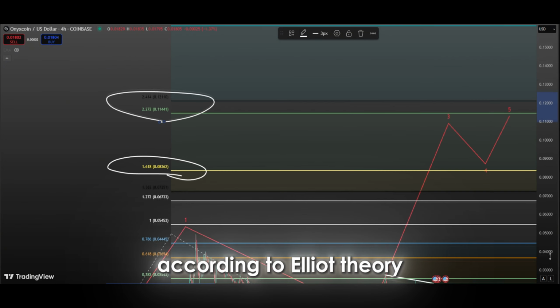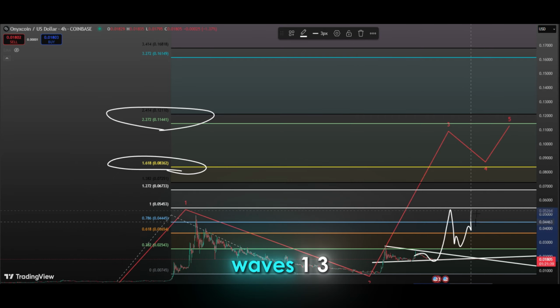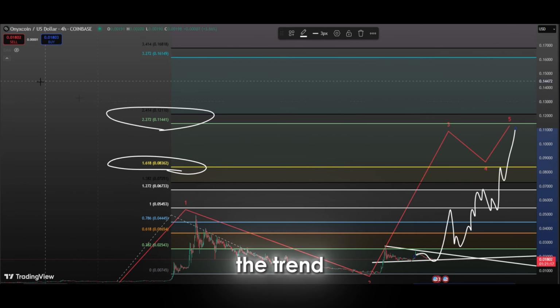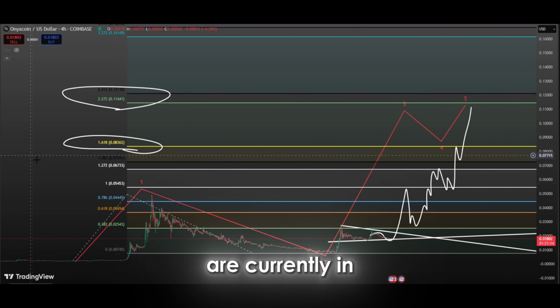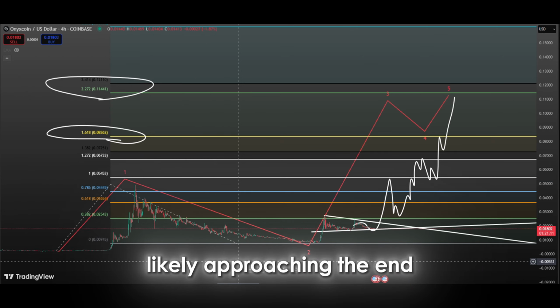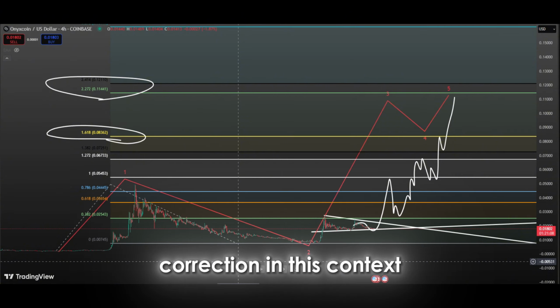According to Elliott theory, a trend typically unfolds in 5 main wave movements. Waves 1, 3, and 5 are impulsive waves that move in the direction of the trend, while waves 2 and 4 are corrective in nature. The phase we are currently in seems to follow the completion of the first impulsive wave and is likely approaching the end, or has potentially already completed, the wave 2 correction.